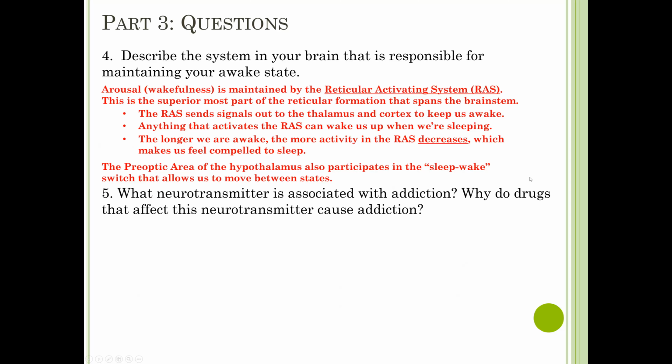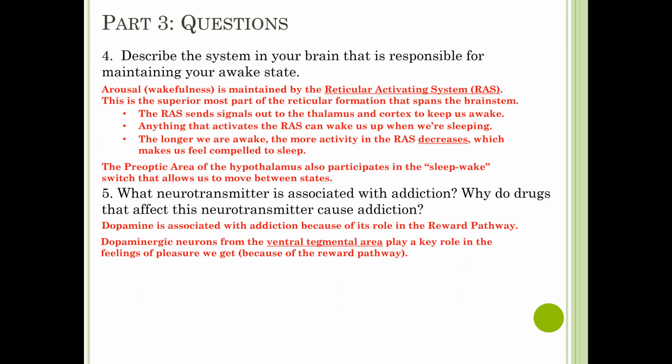And number 5, what neurotransmitter is associated with addiction? Why do drugs that affect this neurotransmitter cause addiction? So dopamine is associated with addiction because of its role in the reward pathway. Dopaminergic neurons from the ventral tegmental area in the brainstem play a key role in the feelings of pleasure we get because of the reward pathway.